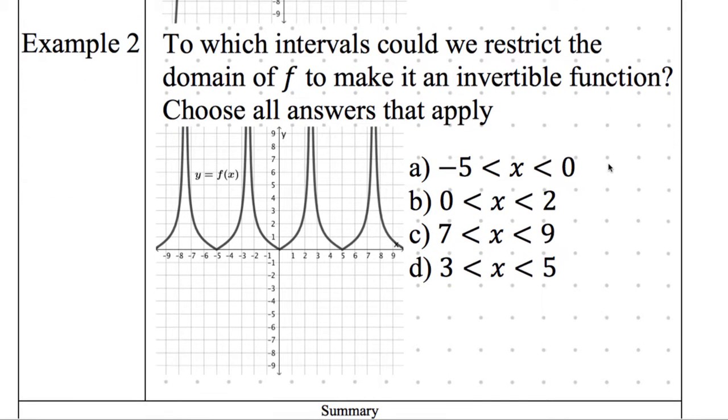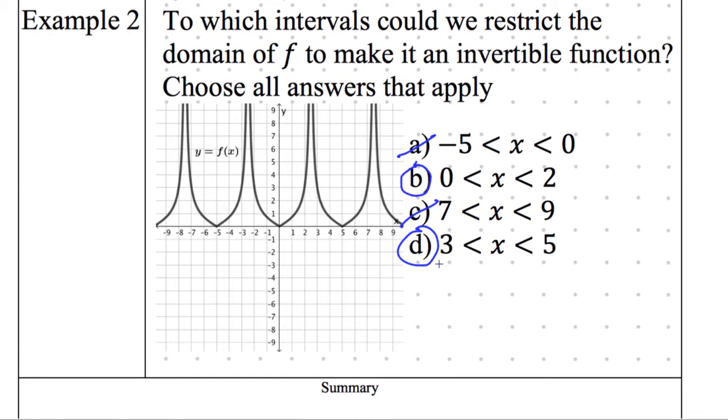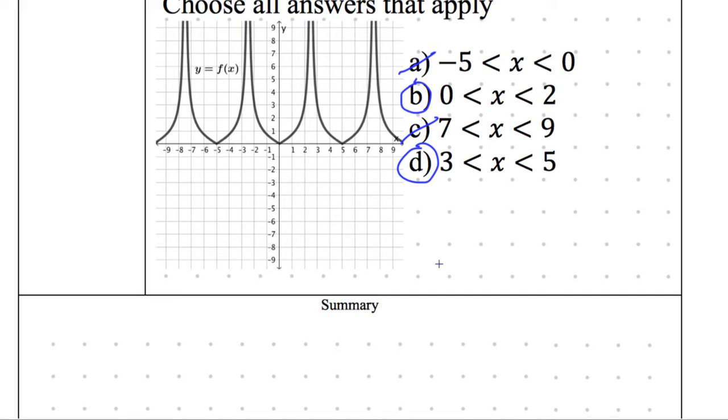So class, is A an answer, yes or no? No. What about B? Yes. What about C? No. What about D? Yes. All right, there's our answer key. Any questions on the notes? No. All right. Go ahead and write your summaries. Check your summaries with people in your group, and then you can begin on Khan Academy.